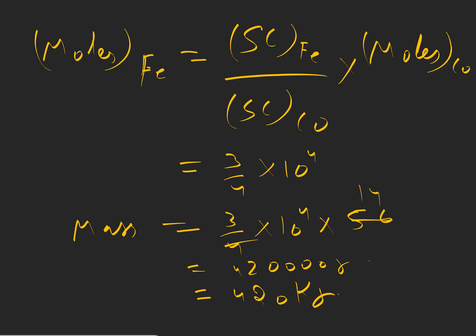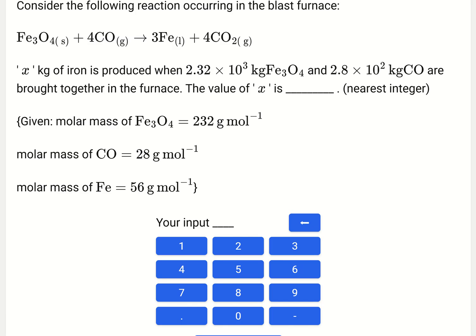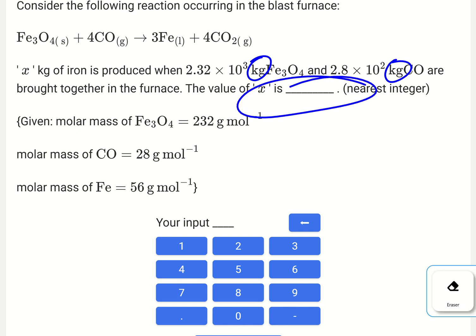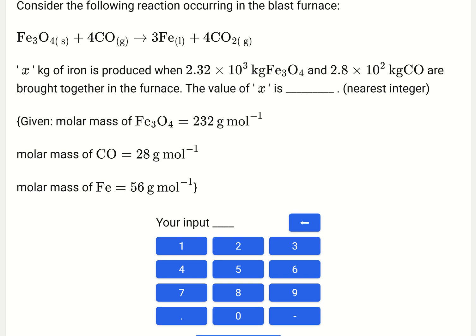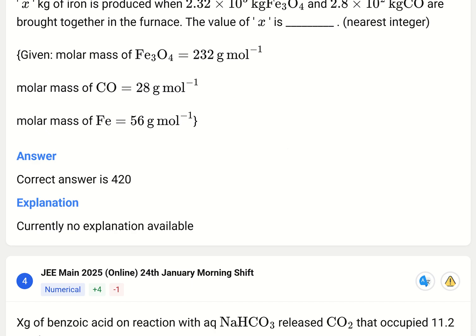I remember this thing. Why? Because everything is given in kilogram. Yes, look, if you can see, it is mentioned in kilogram. So my answer should be in kilogram. The answer was 420, if I am not wrong. Let us check this answer. Yes, this answer is again right.